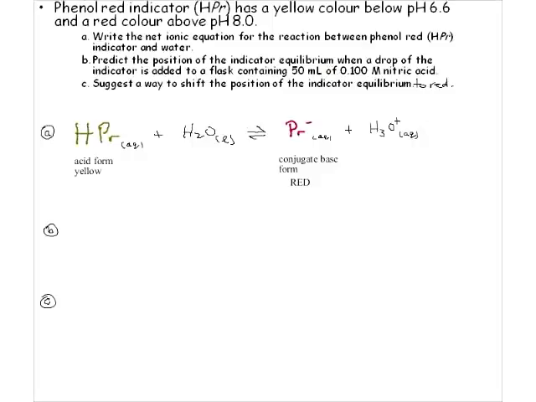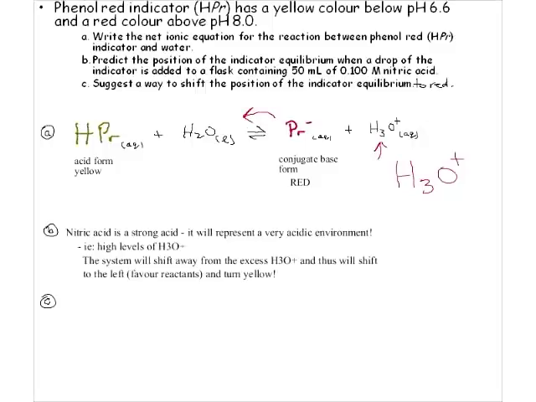So this question is saying, hey, we're going to drop this now in a great big container of nitric acid, H3O+. Well, we know what's going to happen, don't we? That concentration is driven through the roof. Le Chatelier's principle says we got to get rid of it, so it should shift in that direction. It should turn yellow. All right, so here's a little explanation of what's going on there. Okay, so the nitric acid is a strong acid. It's going to represent a very acidic environment. High levels of H3O+ is going to cause the system to shift to the left and therefore turn yellow.